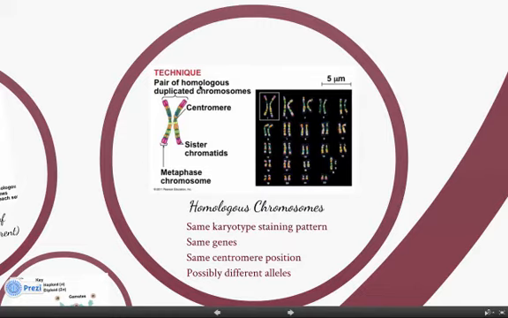However, homologous chromosomes will have the same karyotype staining pattern. And right here is just an example of a karyotype. Here is the human chromosome set, all 23 chromosomes. And it is of a male because there's a Y chromosome here. The chromosomes actually stain in banding patterns called karyotypes. And homologous chromosomes will have the same karyotype banding staining pattern. They will have the same genes. They will have the same centromere position. However, they could possibly have different versions of the same genes, which are known as alleles.